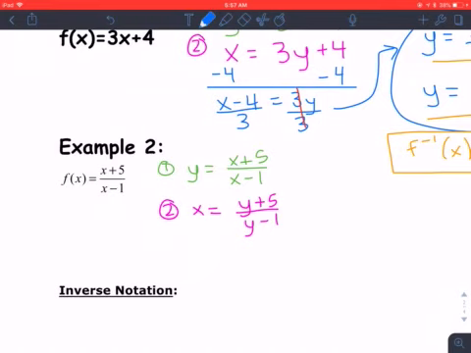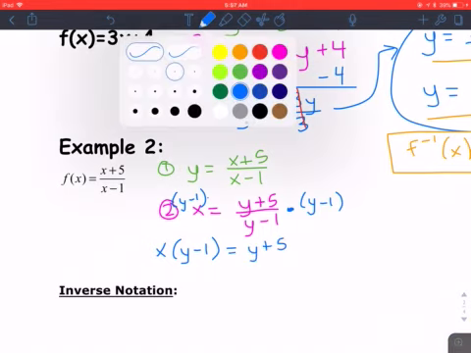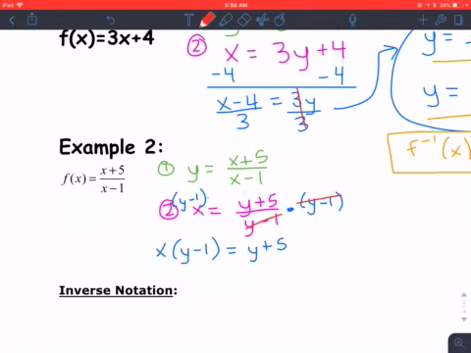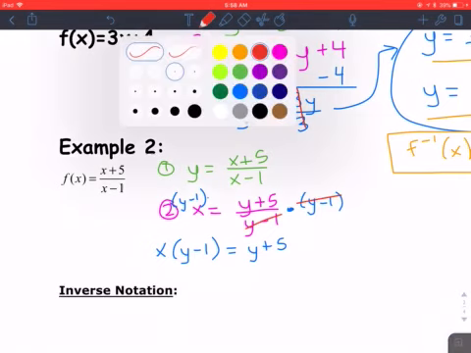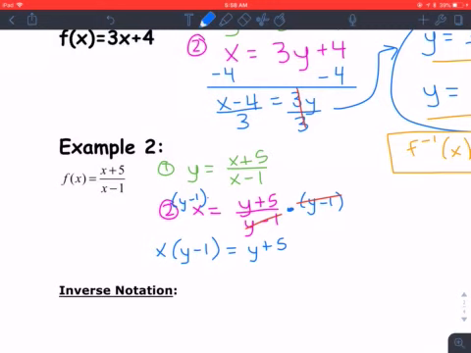So the first thing I need to do is get rid of the fraction. I dislike fractions just like most of you probably do, so whenever I can get rid of them. So I just need to multiply by the denominator on both sides. So I have x times (y minus 1) equals y plus 5, because these are going to cancel out. Okay. Now I need to get this y out of the parentheses. So the only way I can do that is by distributing the x. So we have x times y minus x times 1, which is just x, equals y plus 5.